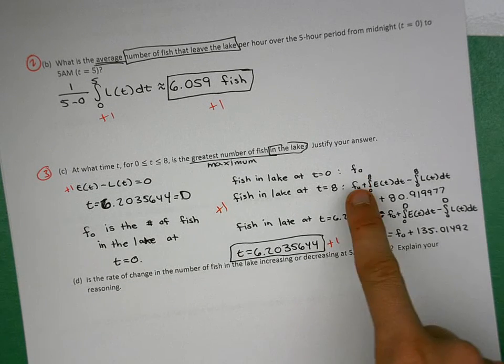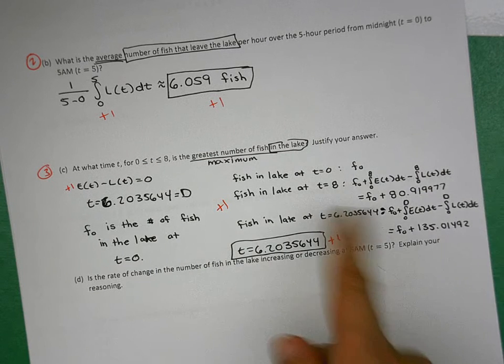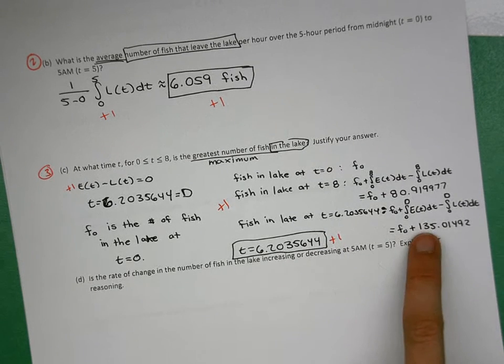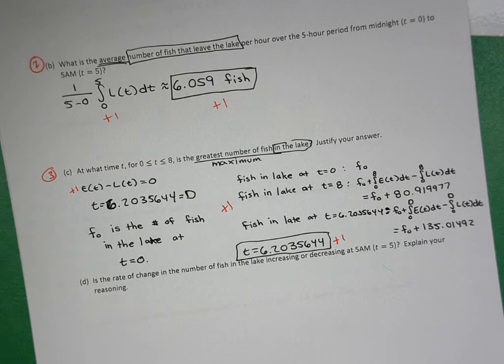This is F naught plus 80. So whatever F naught is, it's 80 more. And this is F naught plus 135. So whatever F naught is, 135 is bigger. So that's why this is the maximum. T equals 0 would be the location of the absolute minimum. Okay?